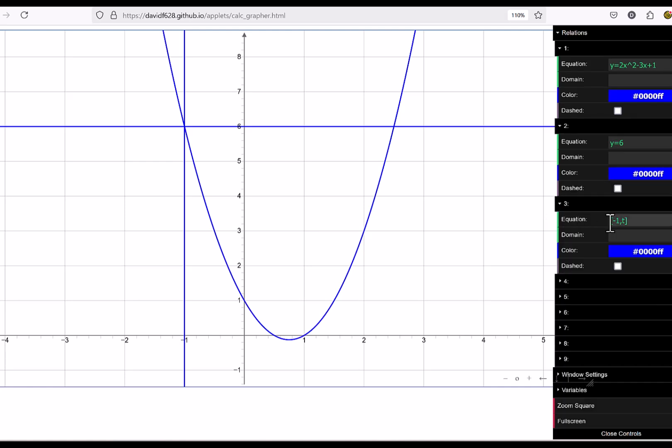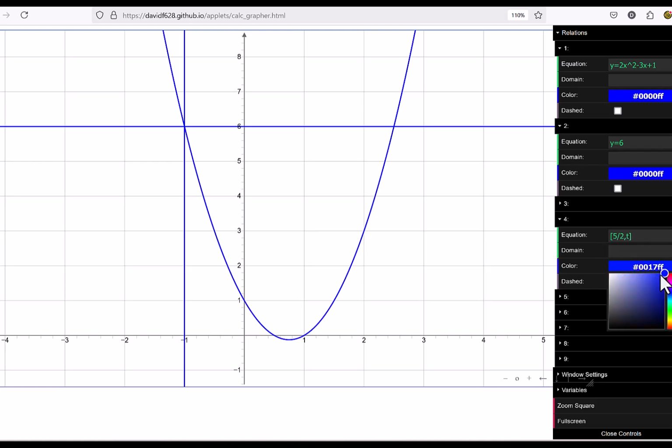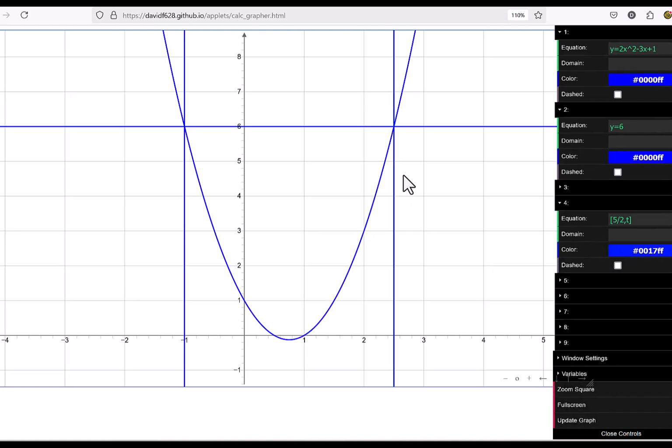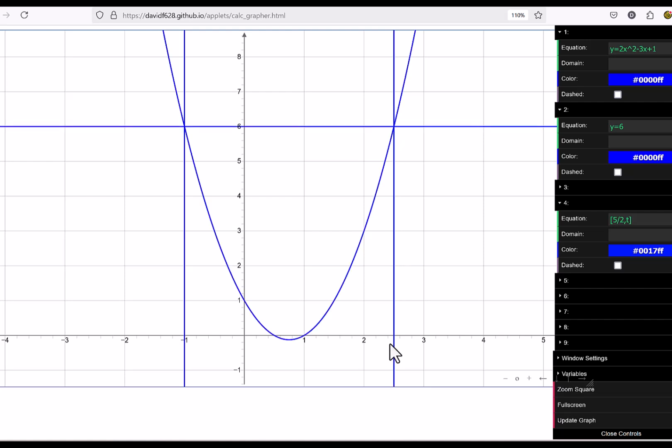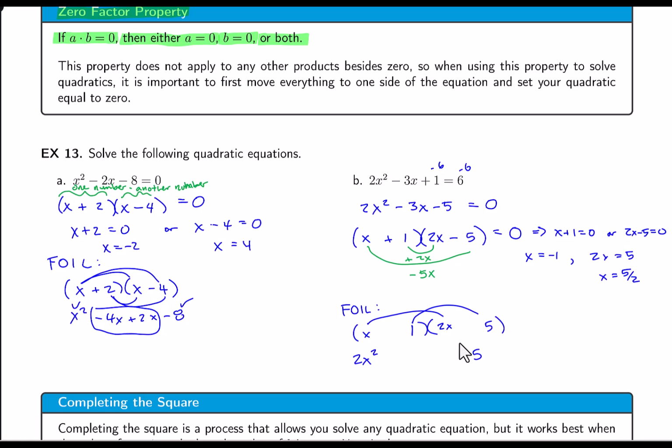And the other solution was -5/2. And so somewhere along, oh, actually it was +5/2. Somewhere along +5/2, we'll have the other solution. So let's see if that makes sense. And when I graph that, you see the intersection of these two curves along that vertical line, which is what the solution to this equation predicts. Okay, let's go on to other ways of solving.